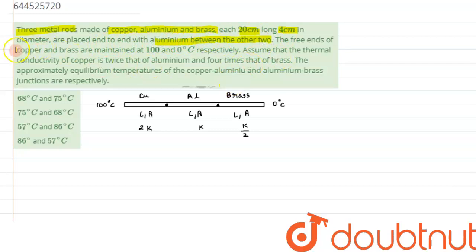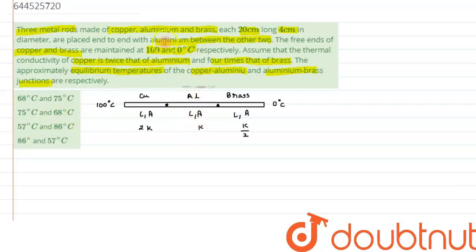The free ends of the copper and brass are maintained at 100 and 0 degrees Celsius respectively, assuming that the thermal conductivity of copper is twice that of aluminium and 4 times that of brass. The approximate equilibrium temperatures of the copper-aluminium and aluminium-brass junctions are respectively.